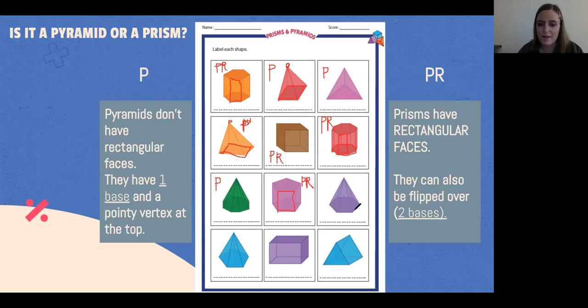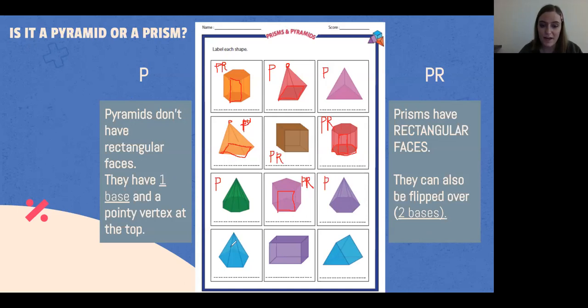This one right here, is this a pyramid or a prism? Well, let's take a look at our rules. Does it have any rectangular faces? That's a big difference. No rectangular faces, and like I said, both rules have to apply. So this cannot be a prism because there are no rectangles. It has to be a pyramid.